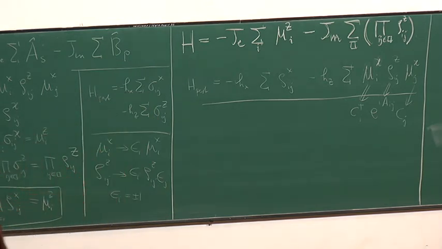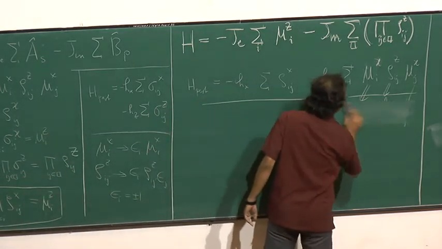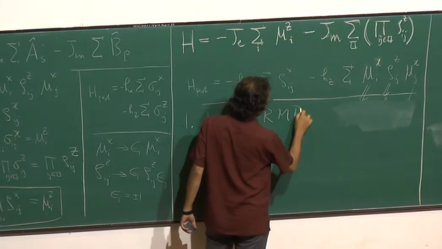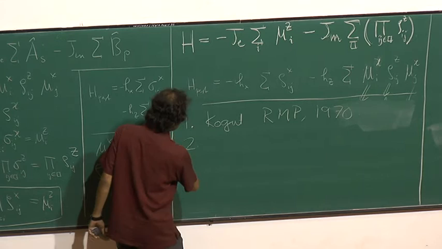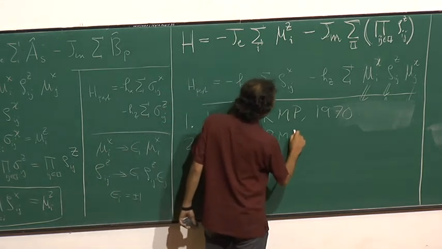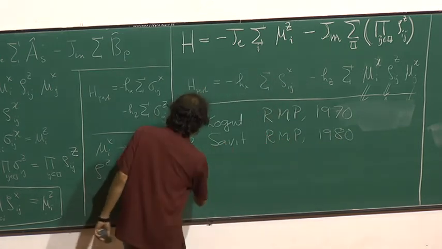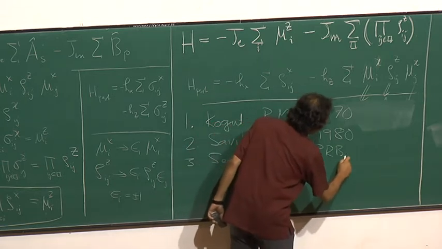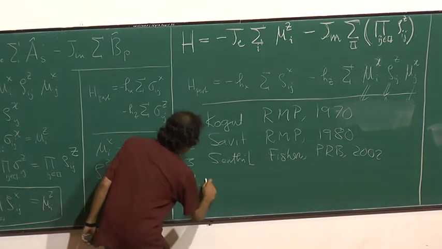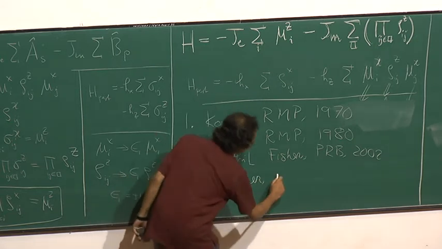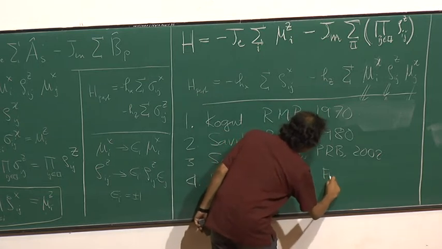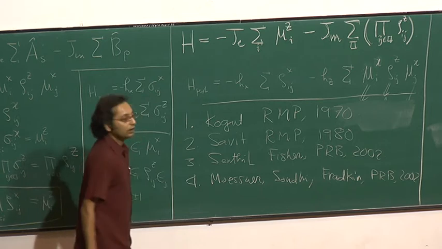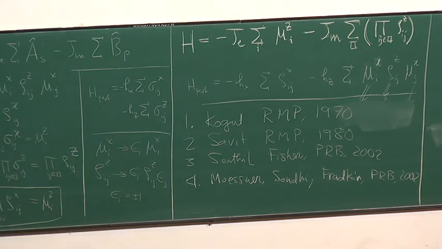Let me first give the references where these things are done in great detail. So the first thing is this Kogut RMP 1970, and there is this Savit RMP 1980, and there is Senthil Fisher PRB 2002, and Oshikawa, Sachdev, Frank PRB 2002. So there are many more very nice references you can try.